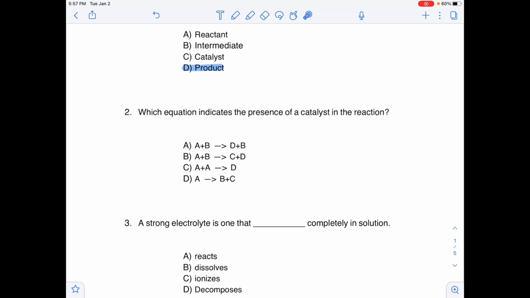For option B, we see that there's A plus B on the reactant side and C plus D on the product side, and there's no common symbol on the reactant and the product side. So we can rule B out. For C, same thing. There's no common symbol on both sides. And same for D. So the correct answer would be option A.